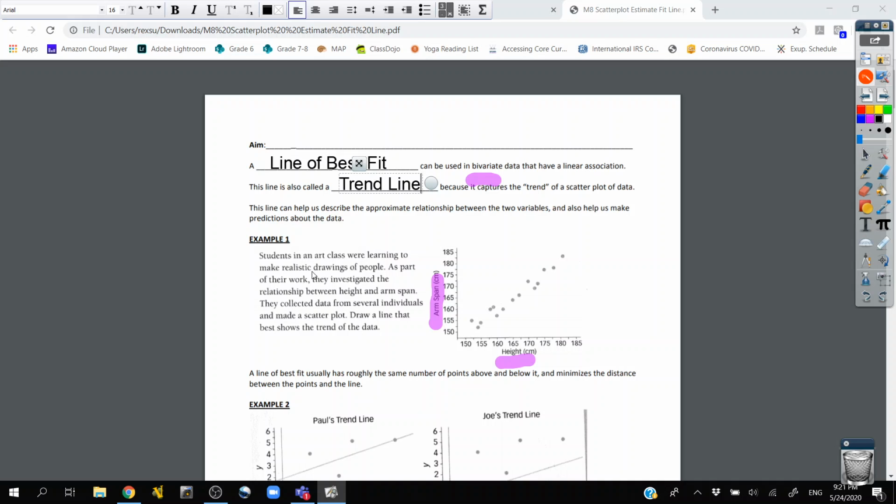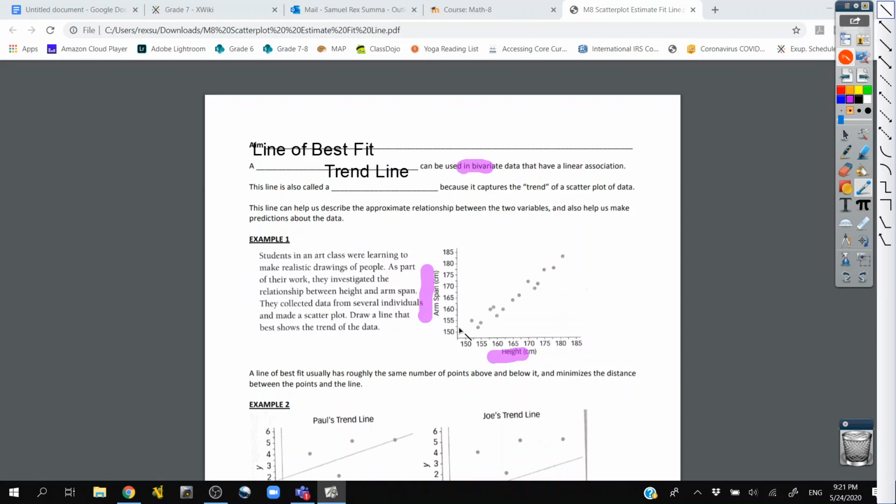Students in our class are learning to make realistic drawings of people. As part of their work, they investigated the relationship between height and arm span. They collected data from several individuals, and you can see that they scatter plotted their data. So if we draw a line that best fits this data, this line, for example, would be a bad example because it's entirely above the data.